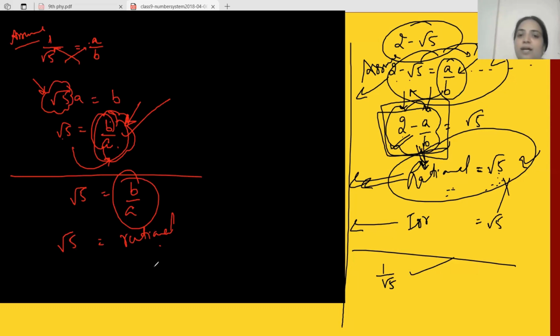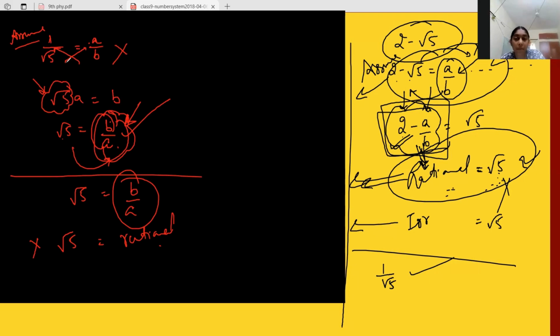You know root 5 is irrational. Hence, your conclusion is going incorrect. That means your assumption is incorrect. Root 1 by root 5 can never be shown in the form of p by q or a by b. That means it is irrational.